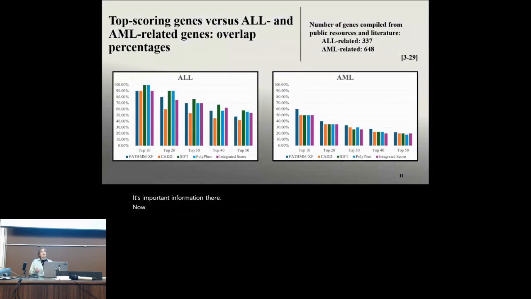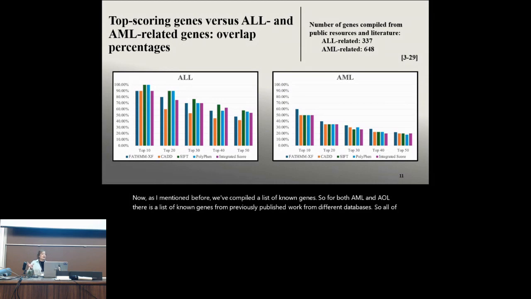Now, as I mentioned before, we've compiled a list of known genes. For both AML and ALL, there is a list of known genes from previously published work, from different databases. All of that has been compiled into a single list. And what we want to look at is the overlap percentages. From our IQ gene score, we want to see which ones are actually known and then investigate the ones that are unknown. So what this shows is it has it for the four different effect analyzers, but the purple column is our integrated score.